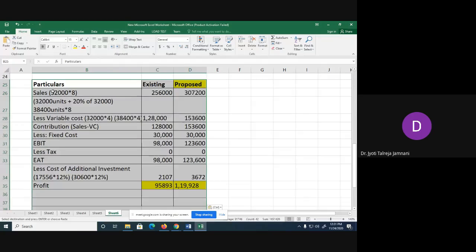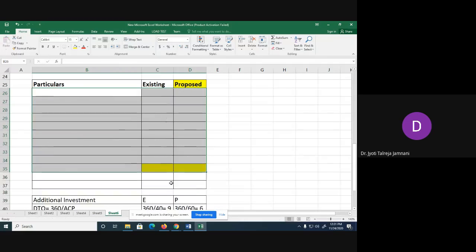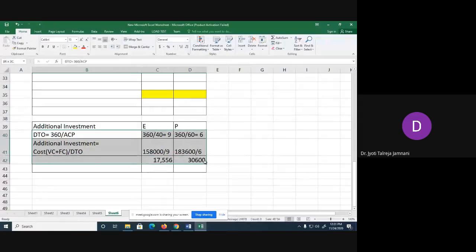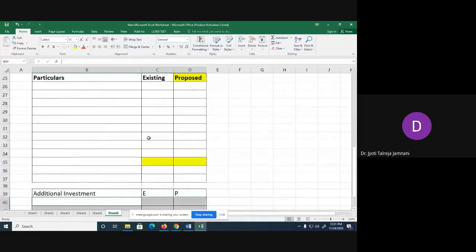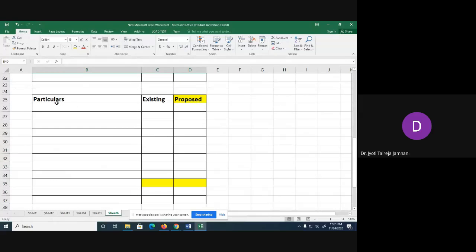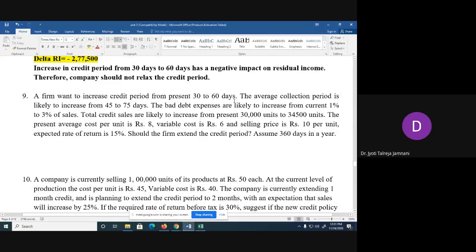So we'll prepare an income statement, a present and proposed plan. Or we'll call it as existing and proposed plan. So here you can write the heading if you want, income statement. Okay, so let's see what first we always take: sales. What are the existing sales? We'll see. Just see here.